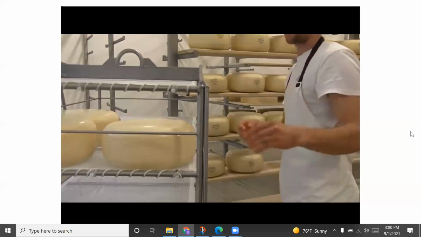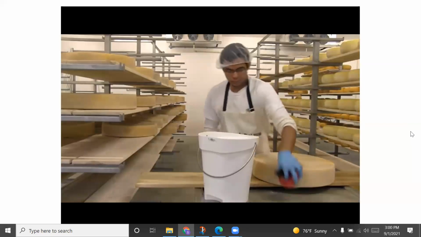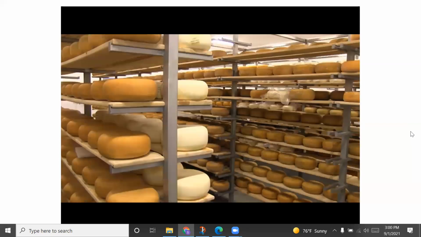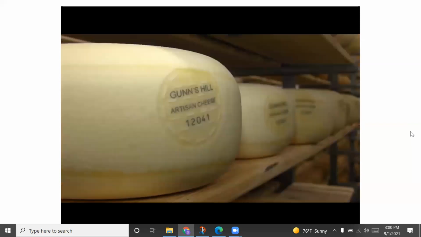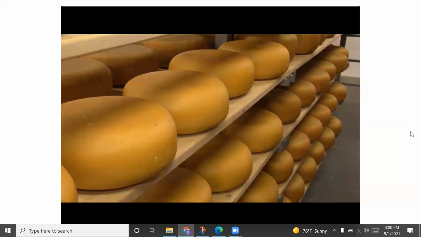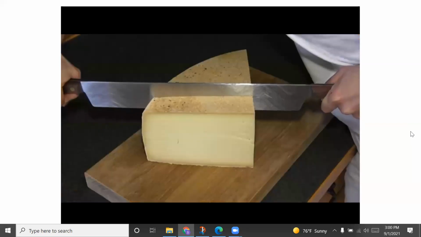The room is kept at 12 degrees Celsius or 90% humidity. The cheese must be turned every other day and washed with a saltwater solution. The cheese slowly starts to turn orange thanks to a desired bacteria that grows on the outside. Some cheese factories add coatings and dyes, but Guns Hill prefers to allow this process to occur naturally. After aging for between 2 months for a mild cheese and up to 2 years for a strong cheese, it is finally ready to eat.